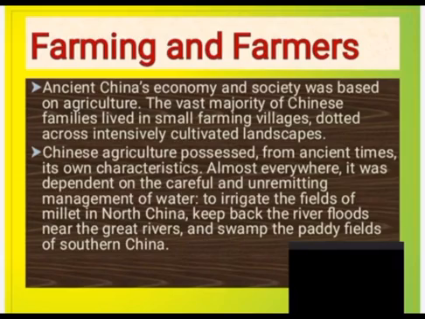Next, farming and farmers. Ancient China's economy and society was based on agriculture. The vast majority of Chinese families lived in small farming villages, dotted across an intensively cultivated landscape. Chinese agriculture possessed, from ancient times, its own characteristics. Almost everywhere, it was dependent on the careful and unremitting management of water, to irrigate the fields of millet in North China, keep back the river floods near the great rivers, and swamp the paddy fields of southern China.